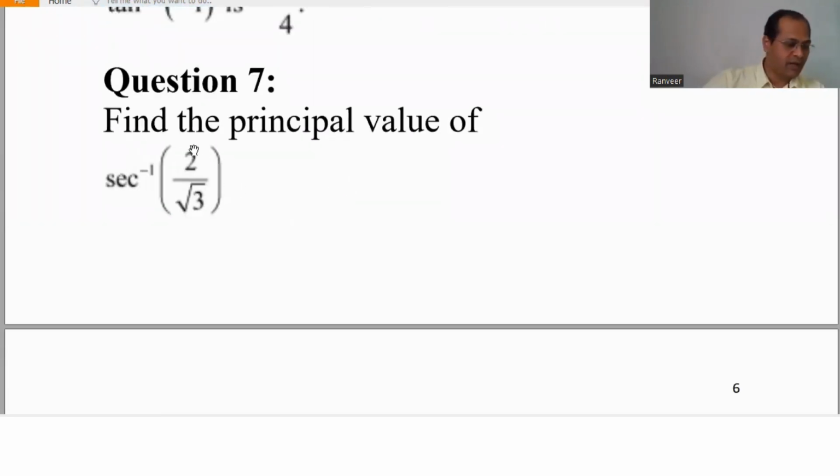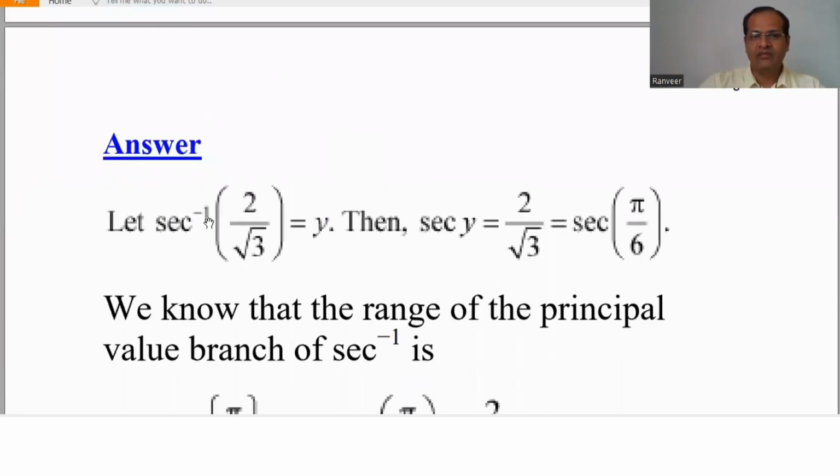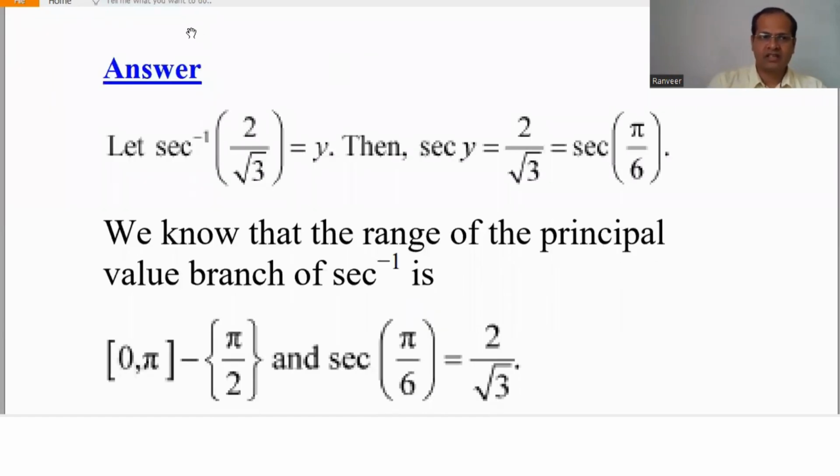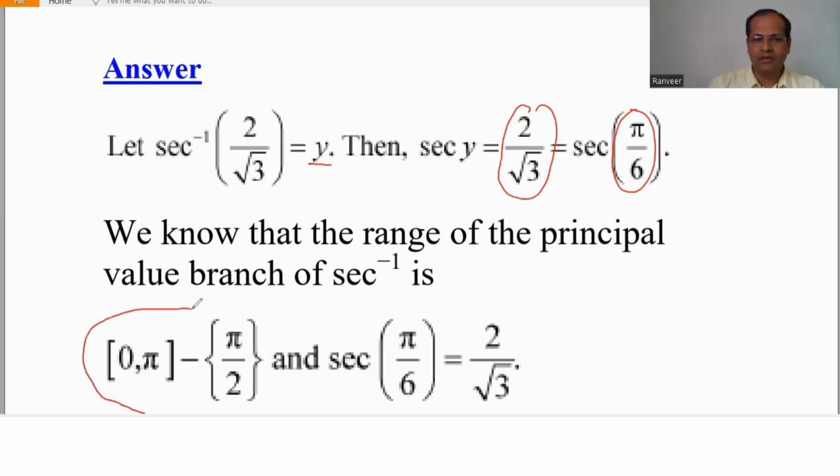Seventh, find the principal value of sec inverse 2 by root 3. In the same way, we can write sec inverse 2 by root 3 equal to y, so sec y equals 2 by root 3, and this is nothing but sec pi by 6. And we know the range of the principal value of sec inverse is 0 to pi, and this value is lying between this, correct. So the principal value is pi by 6.